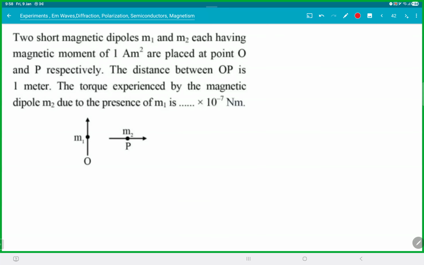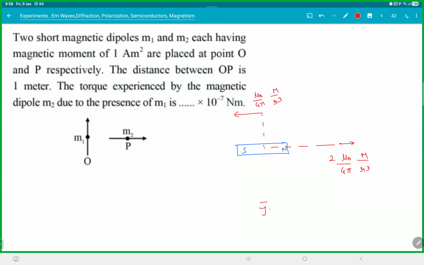So how to do this thing? First of all, you should know the formulas there. If you take a magnet, north, south, along the axial line, the field is given by mu naught by 4 pi, 2 times m by r cube. On the equatorial line, the field is given by mu naught by 4 pi m by r cube. This is the magnetic field.